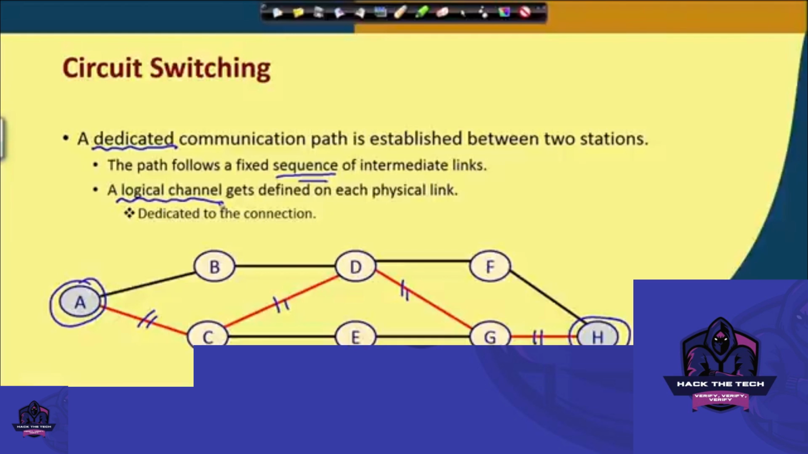Now, it is not that you are actually physically using that link on your own, not allowing others to share, not like that. Maybe this particular link is also shared by some other communication, but for this particular communication from A to H, there is a 64 kilobyte channel or bandwidth that you are guaranteed to get, you have been provided with, right. That is the idea.